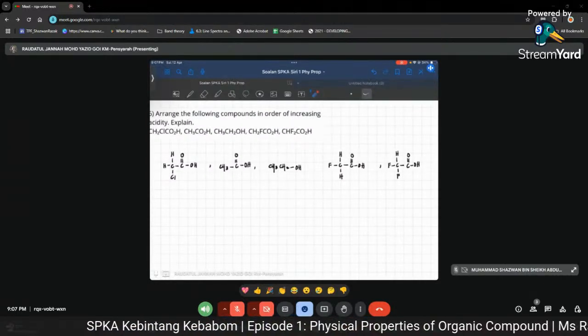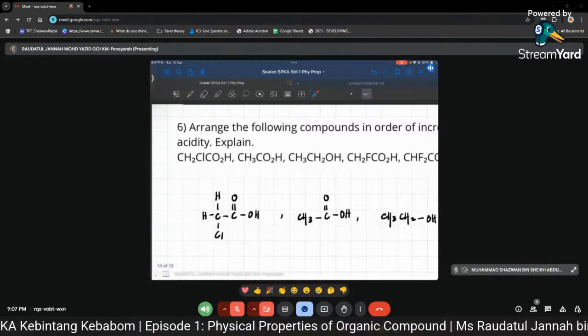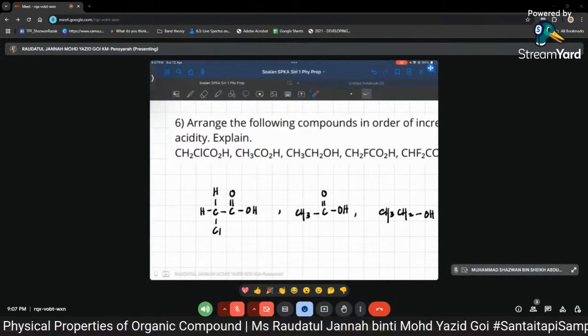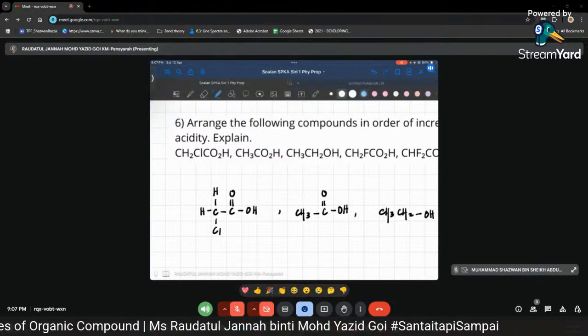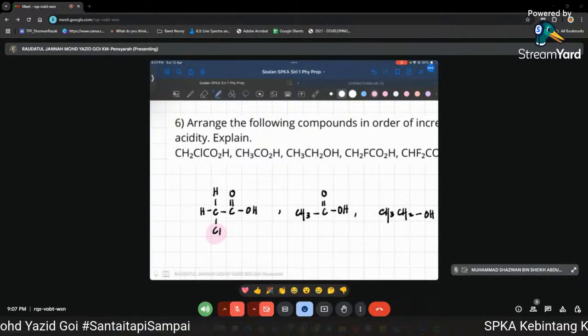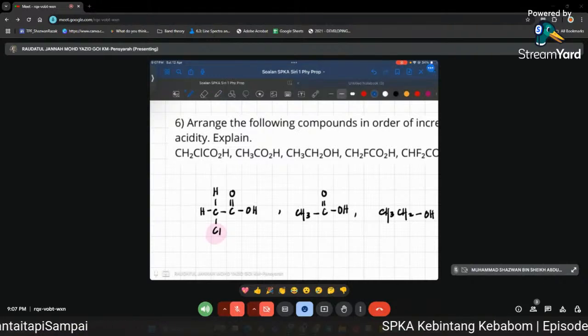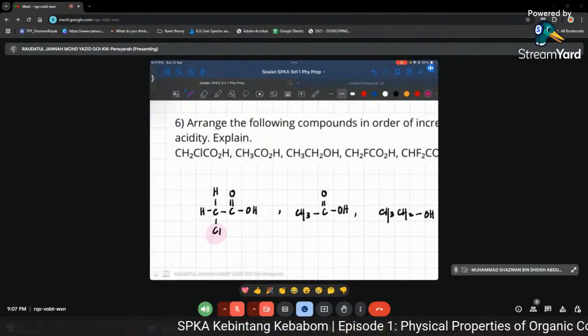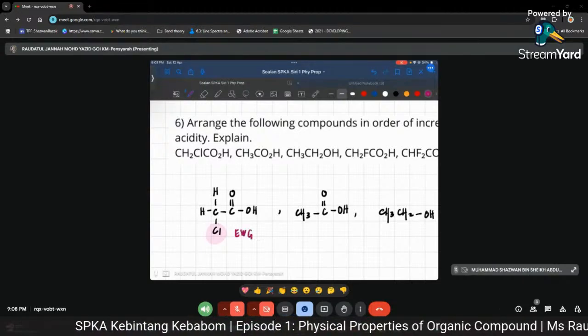So the first one, which is you punya chloroethanoic acid. So basically, you ada carboxylic acid, and then dekat carbon dia, kita ada satu extra chlorine. Okay, so for this one here, for sure you tahu, you know by heart, chlorine is actually group 17, very electronegative. So you akan ada electron withdrawing group here.